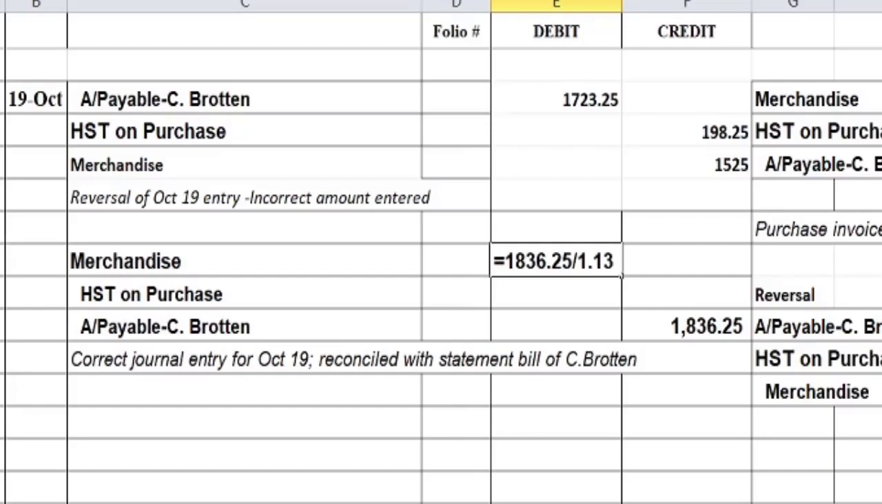In that case, it'll be 1,625 for the merchandise then. Then the HST will be 211.25.